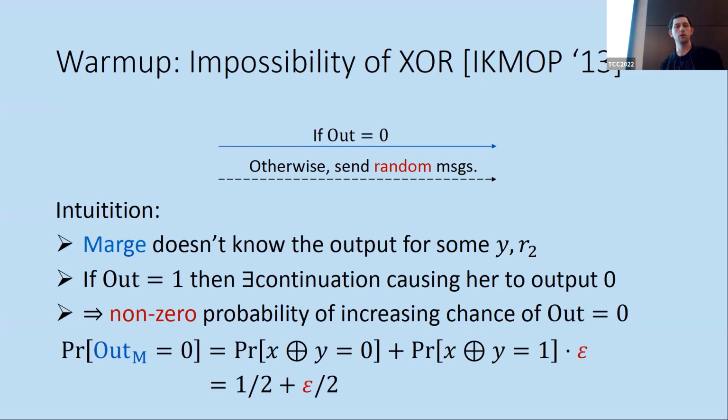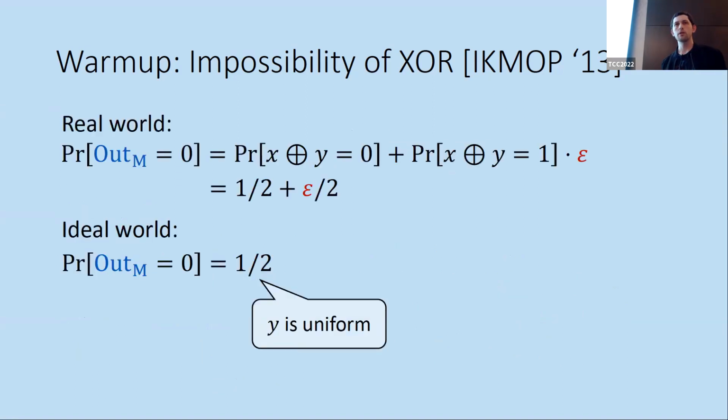So overall, when we do the computation, we can see that Marge outputs 0 with probability that is slightly more than 1/2. And when we compare it to the ideal world, we can see that there is no simulator for this attacker because the output in the ideal world is just a uniform random bit.